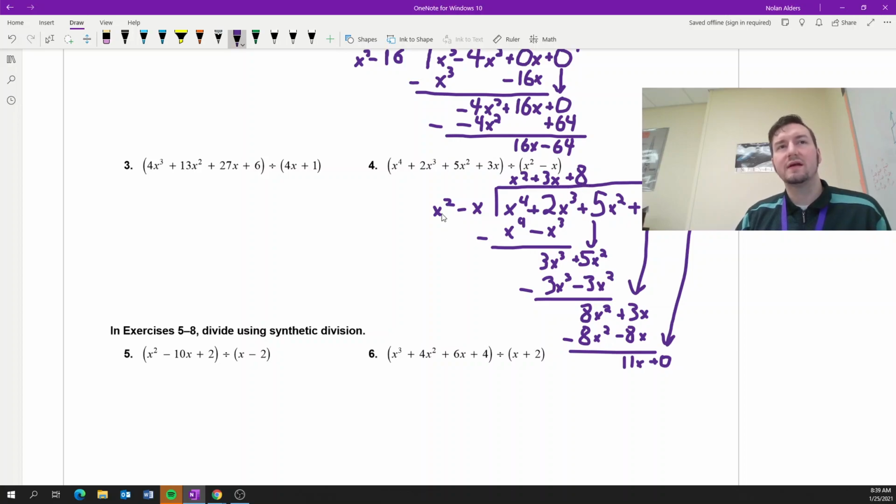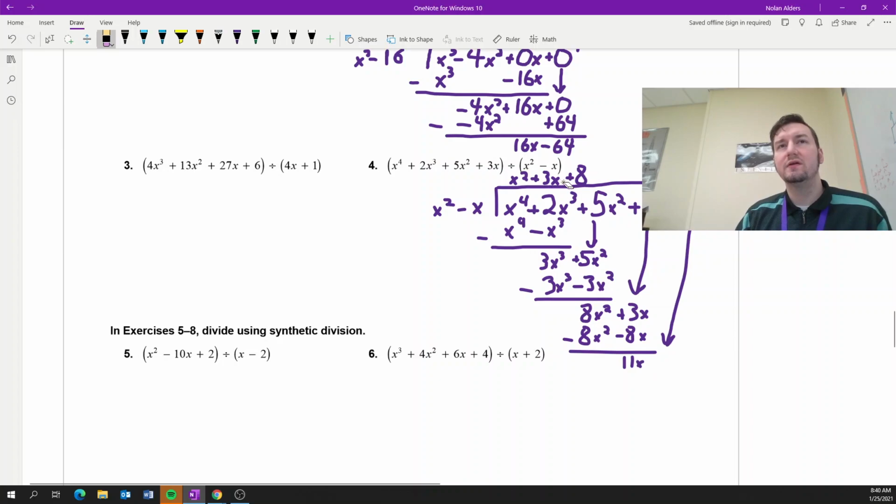Okay, what times x squared? Oh, and actually, that's it, because there's nothing that we can really multiply by x squared to give us 11x. We could do negatives, but so this right here is going to be our remainder, 11x.